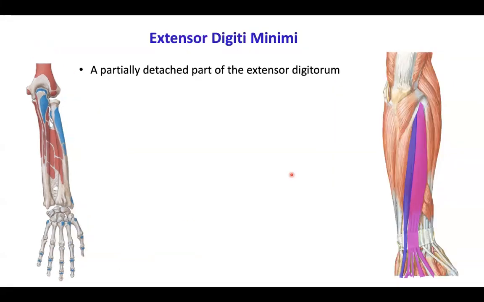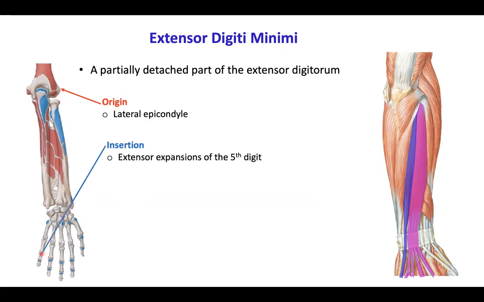The other small muscle is extensor digiti minimi muscle. It lies just next to the digitorum muscle, and it's a detached part of the extensor digitorum muscle. So extensor digiti minimi. Digiti minimi stands for the 5th digit or the little finger. It also originates from lateral epicondyle and is inserted into the extensor expansion of the 5th digit. And its action is extension of the 5th digit.